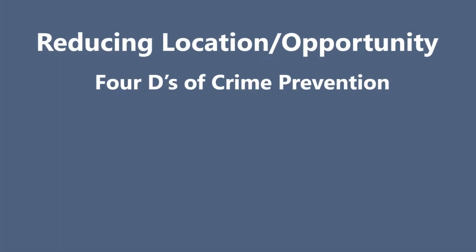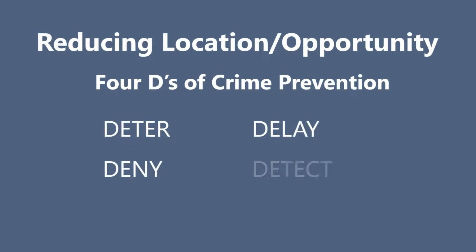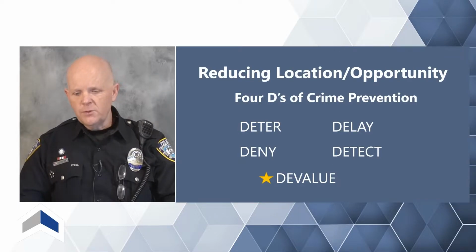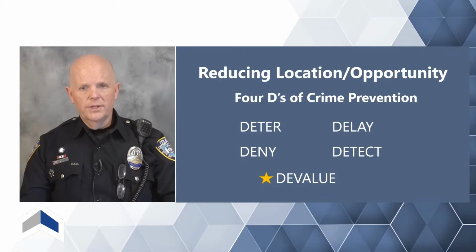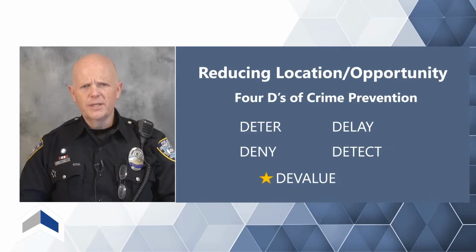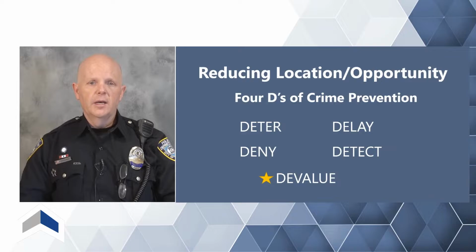That takes us to the 4 Ds of crime prevention. These are going to be deter, delay, deny, and detect. And despite being called the 4 Ds of crime prevention, there's actually a 5th D that's, again, recognized nationwide, and that's called devalue. So we're going to spend our time here early on covering that. Later on in the presentation, Julia had asked me to talk a little bit about counterfeit currency detection. So we're going to talk about that, and then also a little bit about situational awareness and personal safety.